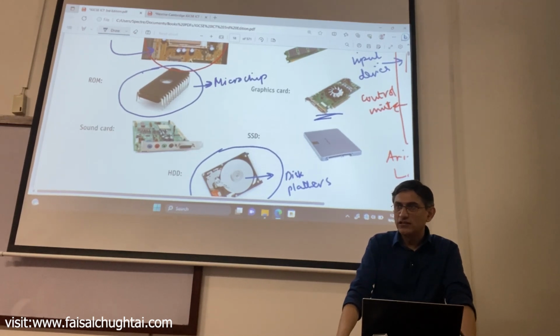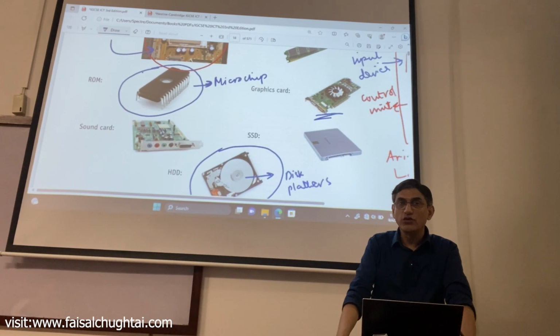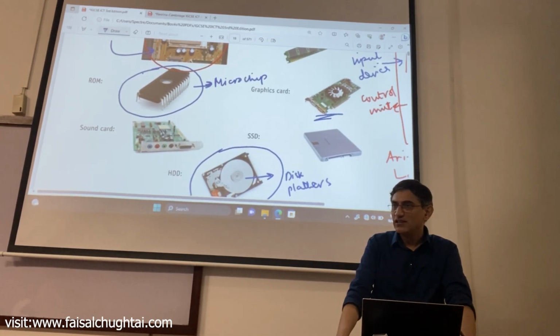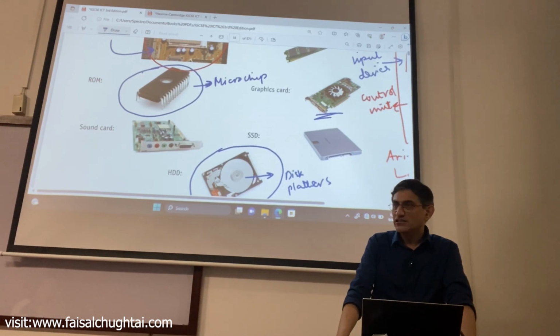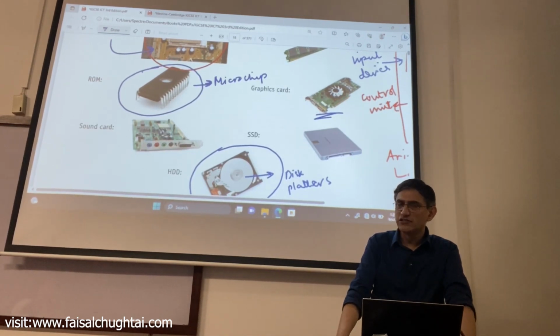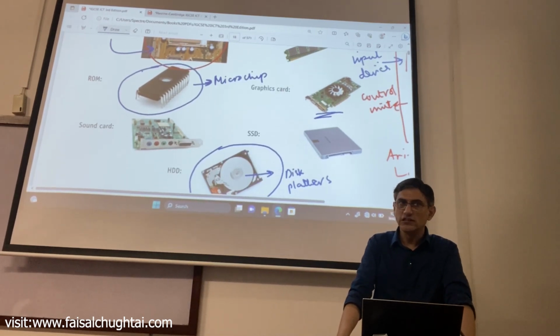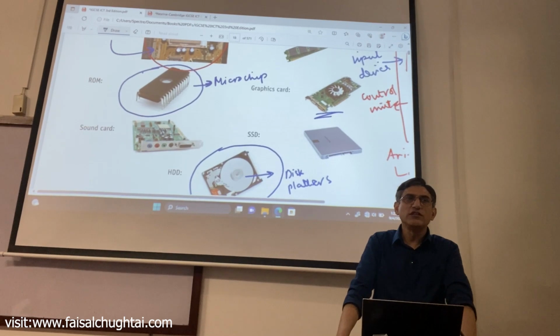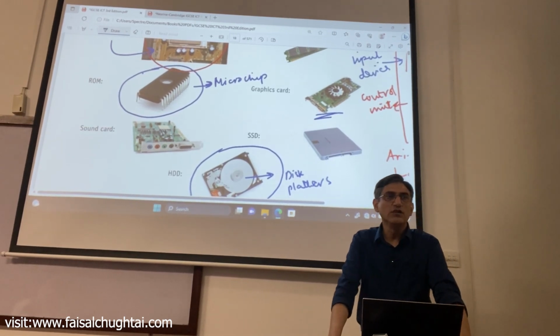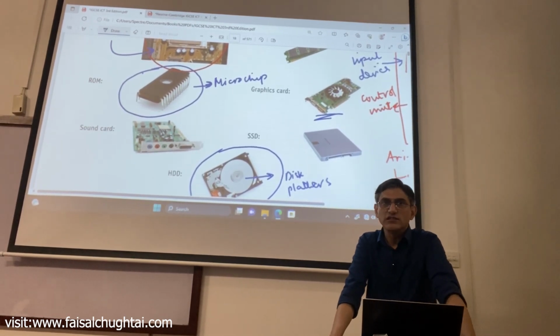Are you getting it? And by the way, SSDs are more expensive compared to HDDs, hard disk drives. Hard disk drives is an older technology. Not that it is outdated, they're still used, they still will be used. Let's see when the time comes when HDDs will get totally replaced by SSDs.